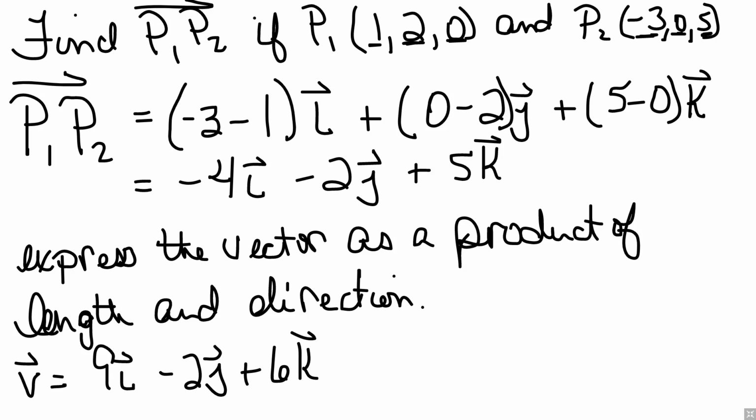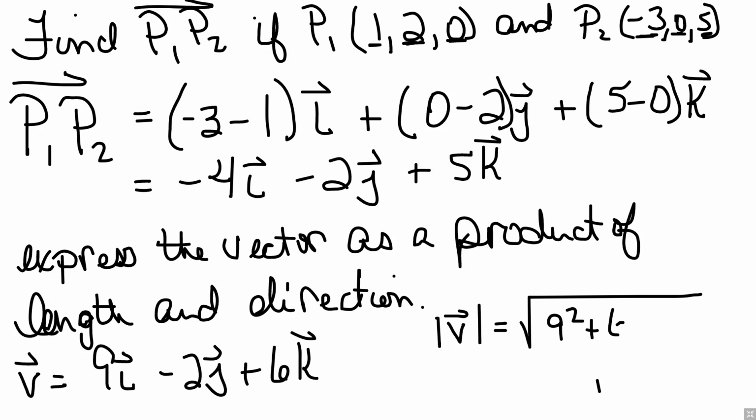So if I want to do this, one of the things that I have to find is the magnitude. So the magnitude is going to be the square root of, what's going to be the first number I'm going to use? Nine. Yes. So it's going to be 9 squared plus the second number is going to be what? -2 squared. Okay, good. And the last number? 6 squared. Okay. All right. Any questions there on how we got those?